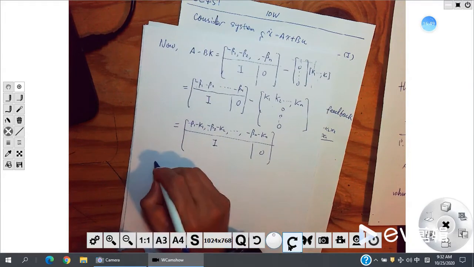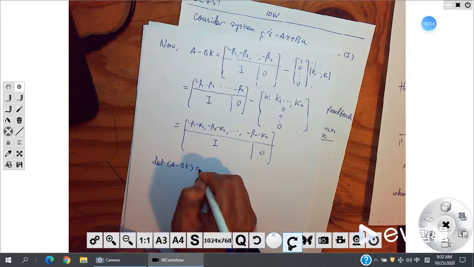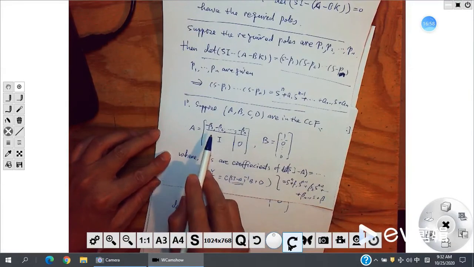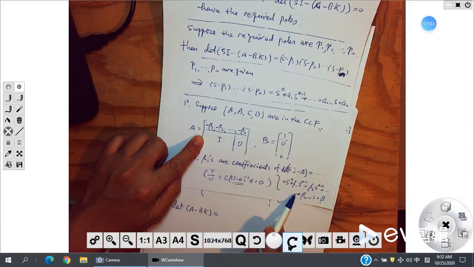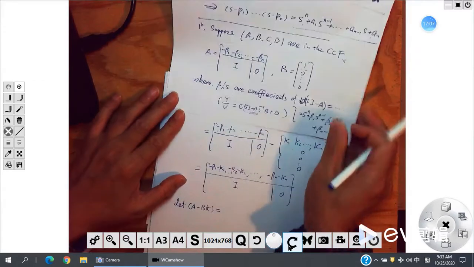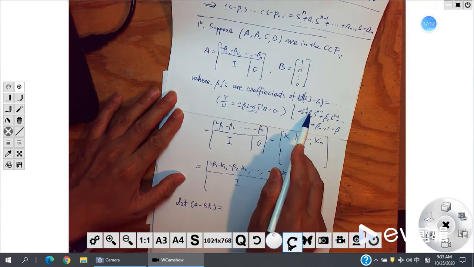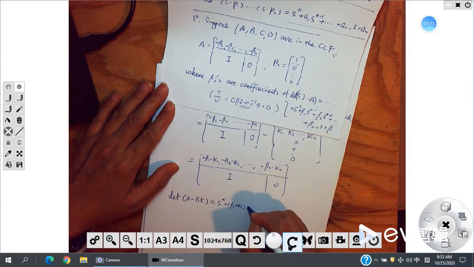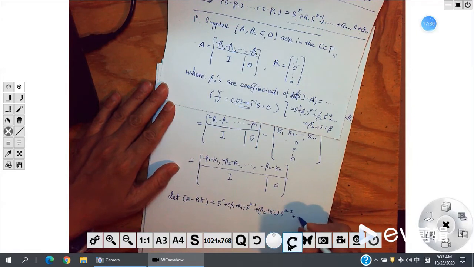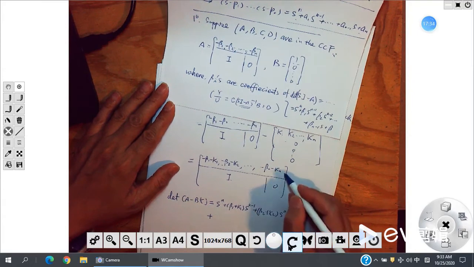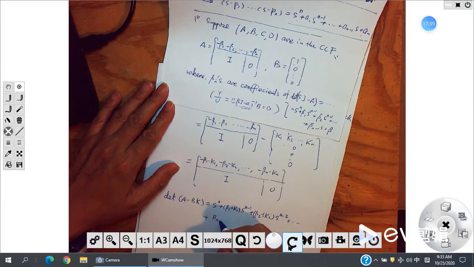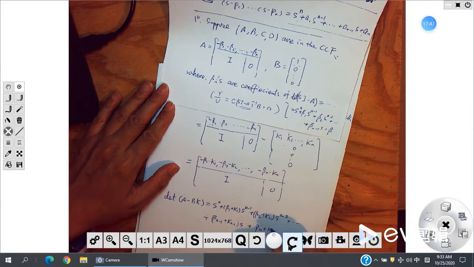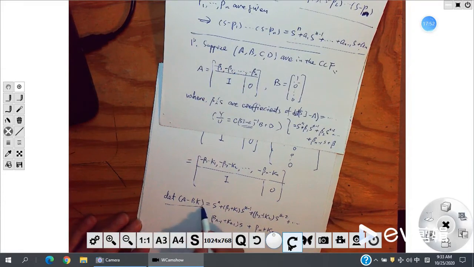Then the determinant of A minus BK is what? We can compare here. Determinant of this one is this polynomial. Now the determinant of these will be a similar thing, just changing the coefficient from beta to beta plus k. So actually this will be s^n plus (beta 1 plus k1) times s^(n-1) plus (beta 2 plus k2) times s^(n-2) plus, until the term before the last, (beta n-1 plus k n-1) times s, plus beta n plus kn. Alright, so we have the determinant should be this one.